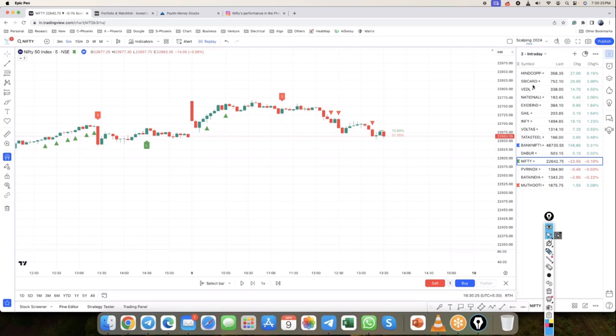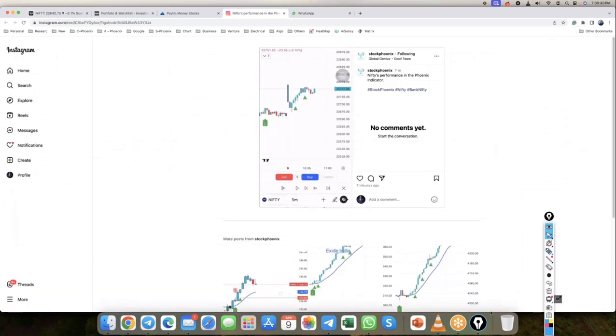So the day when we launch the indicator and give it to all of you, please have one demat and a TradingView account readily available, and you can start implementing from day one.